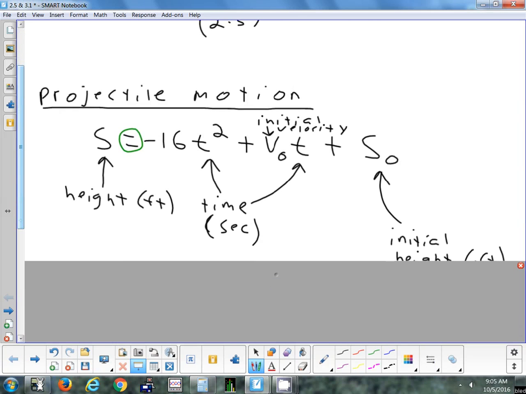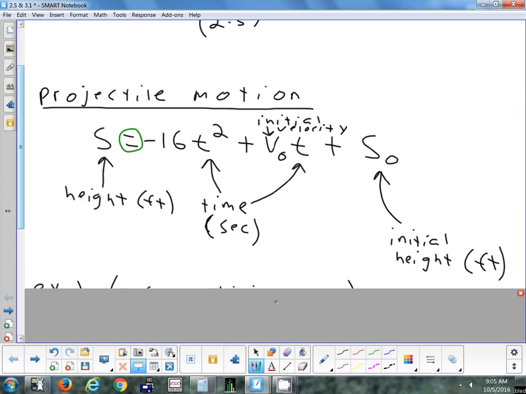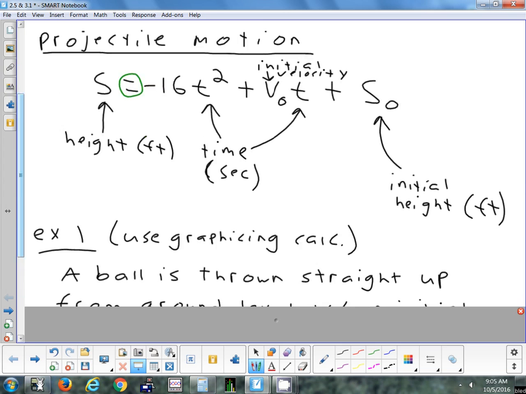When I had this formula before, I used exactly the same variables, and each variable means the same thing. S is your height, t is your time. V sub 0 is an initial velocity that the object is thrown or released at. And S sub 0 is an initial height off the ground. If they say an object is released from ground level, then that would mean the initial height would be 0. In a lot of problems, we talk about ground level. Not every problem, but quite a few.